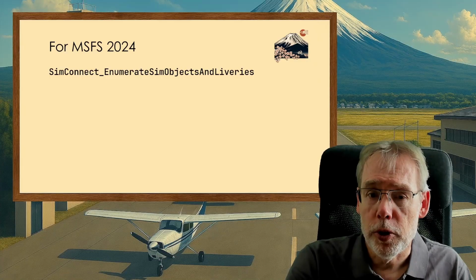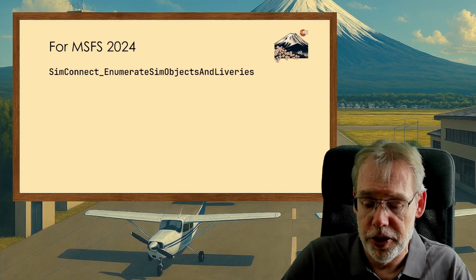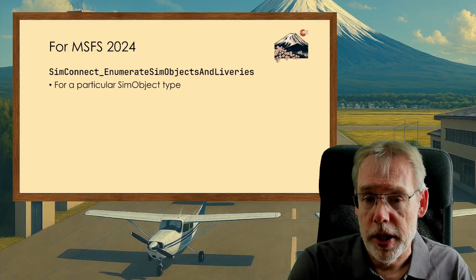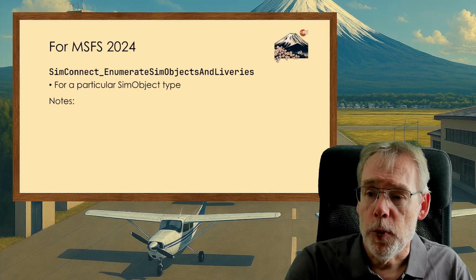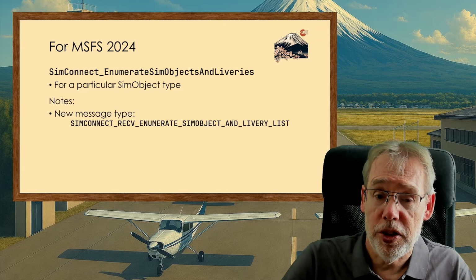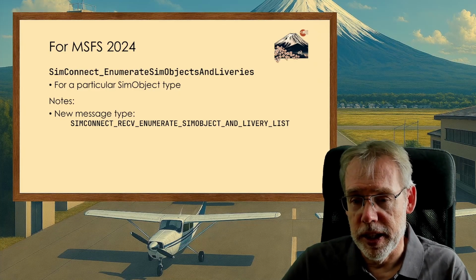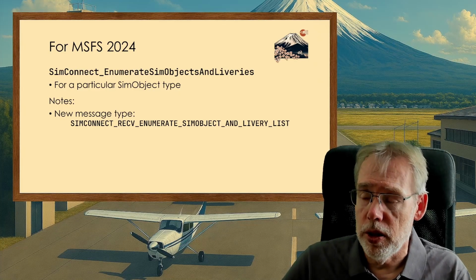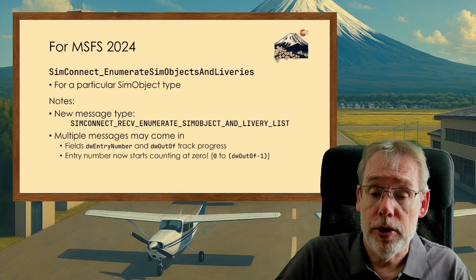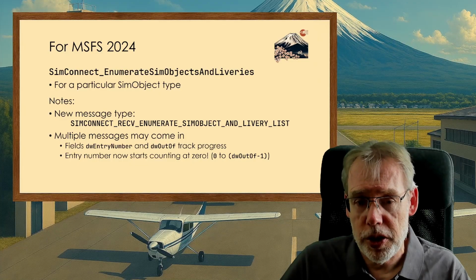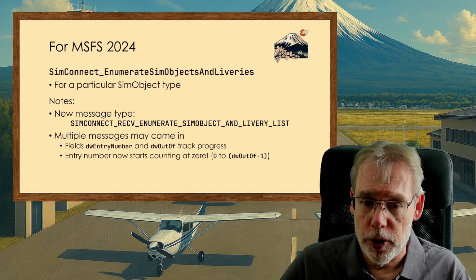For 2024, we now have a call, SimConnect Enumerate SimObjects and Liveries, for a particular SimObject type, and of course you can use the SimObject type all. It will return a new message type, SimConnect receive enumerate SimObject and livery list. This is an extension of a list type, and it contains extra fields because you have multiple messages. So you get a DW entry number and a DW out of.